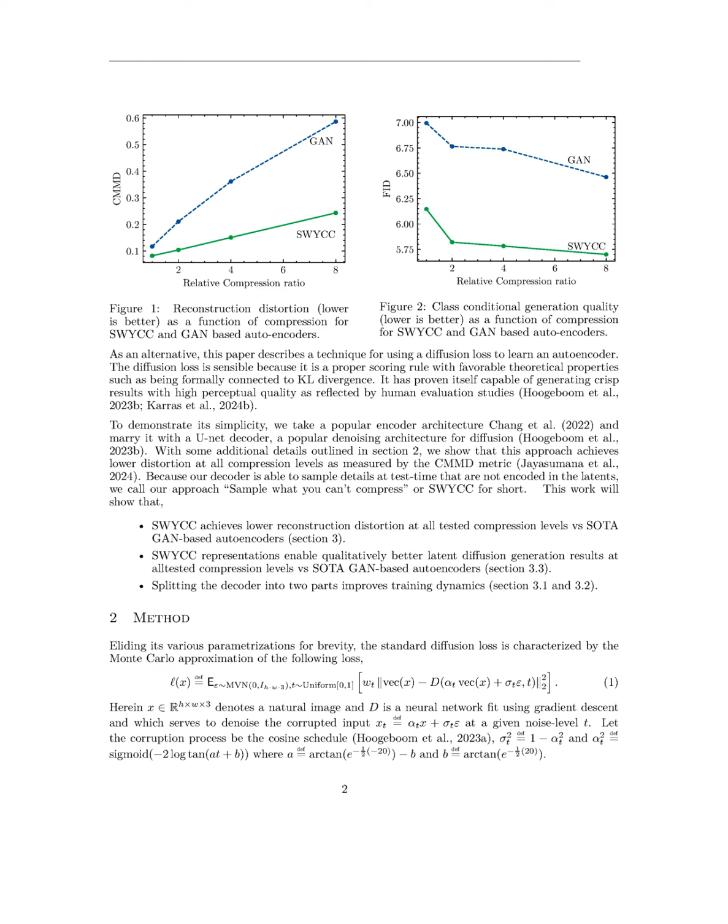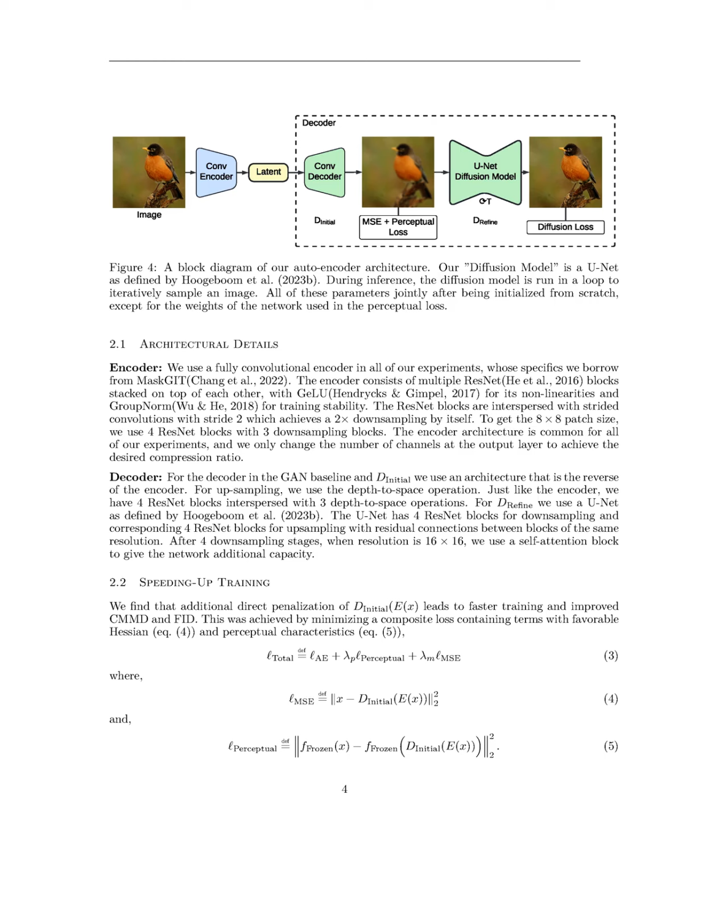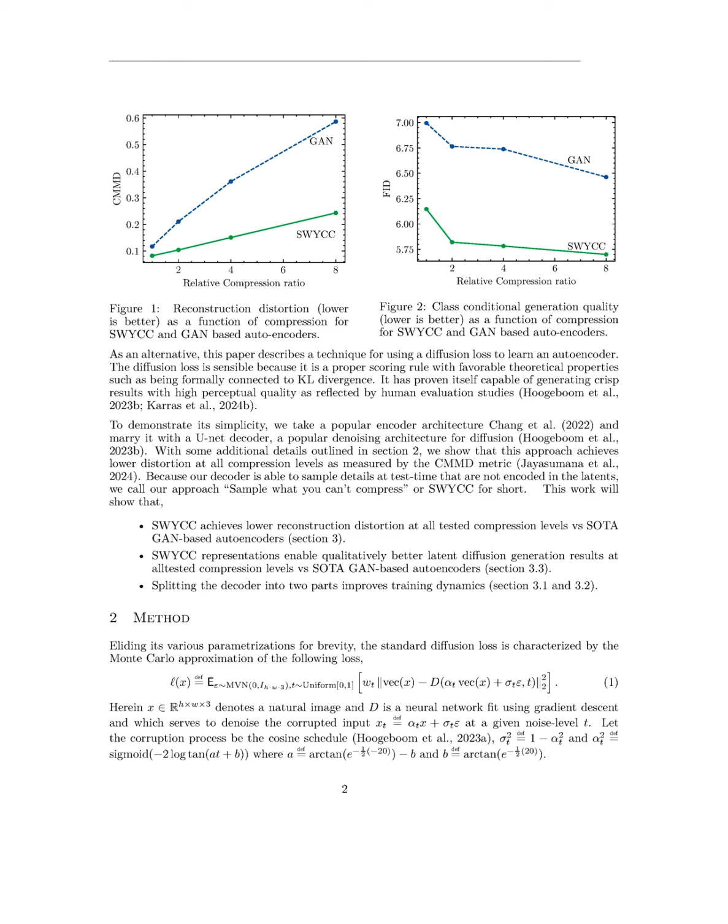The proposed method SWYCC operates by utilizing a diffusion loss to learn an autoencoder architecture that consists of an encoder and two decoders, D_initial and D_refine. The encoder, which is a fully convolutional network based on ResNet blocks, compresses the input image into a latent representation. The diffusion decoder, D_refine, is a U-net architecture that refines the latent representation to generate high-quality reconstructions.